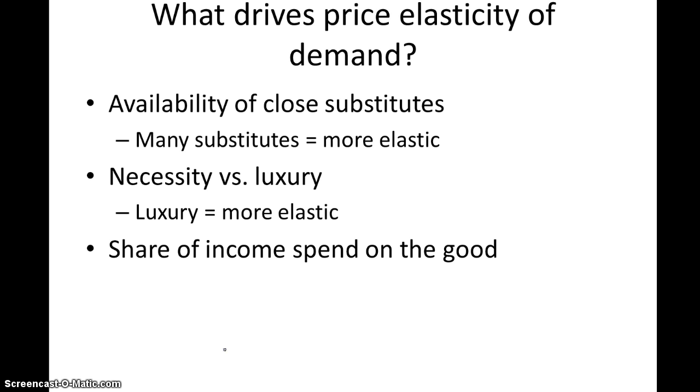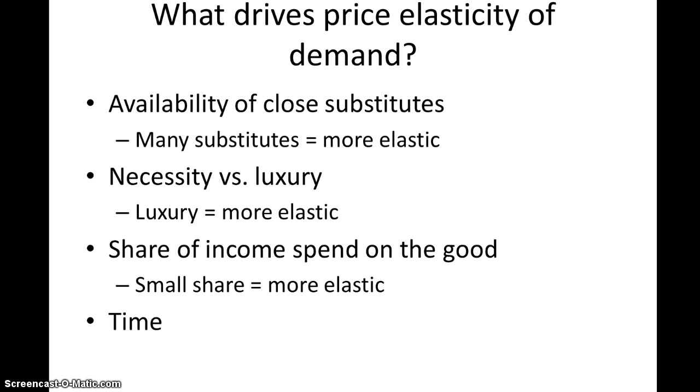Next one is the share of income spent on a good. If you're spending just a small amount of your income on the good, that means it's going to be more elastic. If you're just buying gum, it's easy to substitute away.